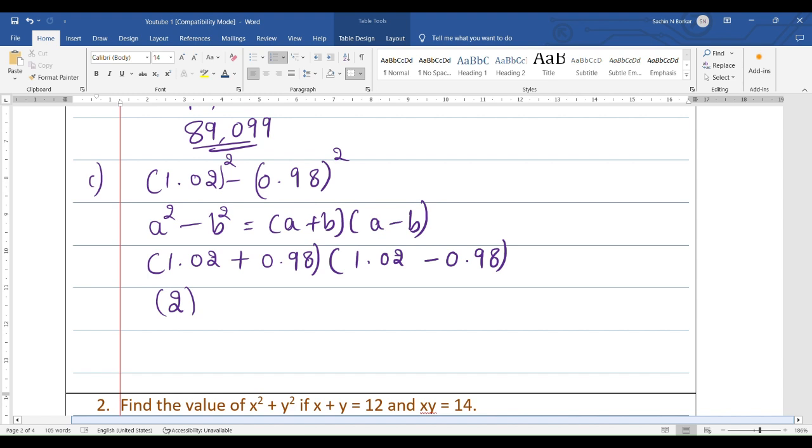will be 0.04. You can cross check with subtraction. So 2 times 0.04 is 0.08. 0.08 is the answer.